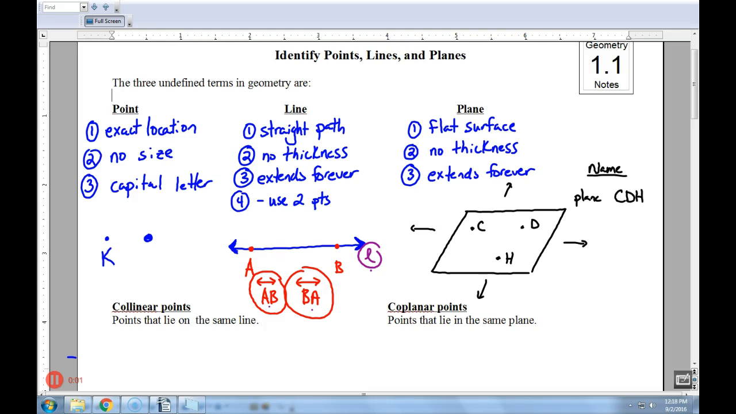And kind of similar to a line, sometimes they make life easy for us and they just put a little uppercase letter somewhere in one of the corners. It could be in any of the four corners, but another way to name it would just be to call it plane P. Alright, so those are our first three terms: point, line, and plane. And we're going to use this to build on and create a lot more geometric figures and shapes as we go through the course.